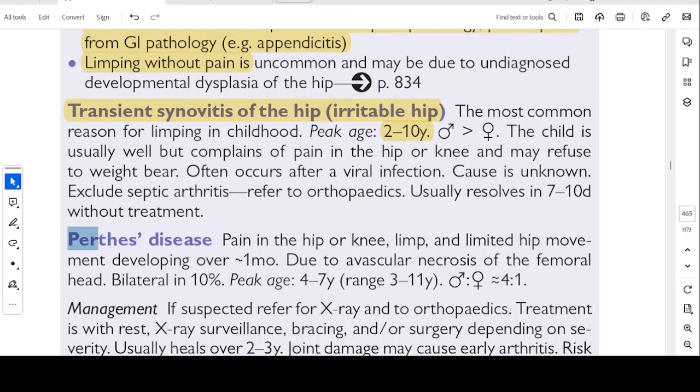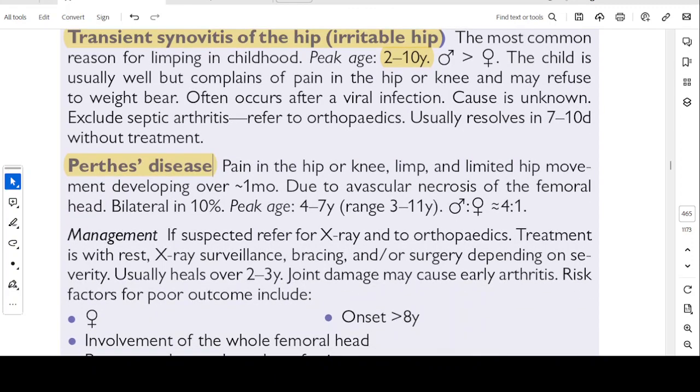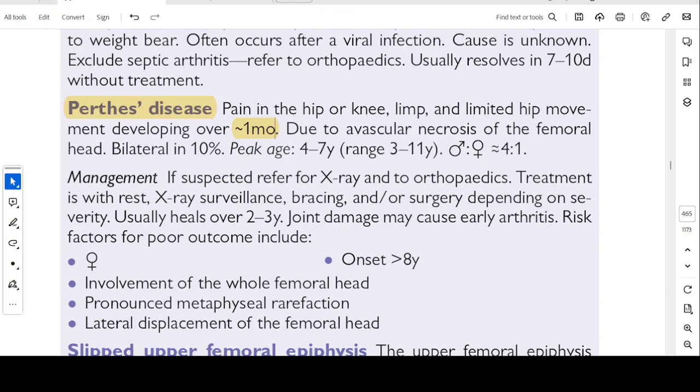Perthes disease. Perthes disease presents with pain in the hip and knee and a limp, limited to hip movement, developing over 1 month's time. It's not acute. It's a gradual onset due to avascular necrosis of the femoral head, bilateral in 10% of cases, peak age is 4 to 7 years, range is 3 to 11 years, males more than females 4:1.